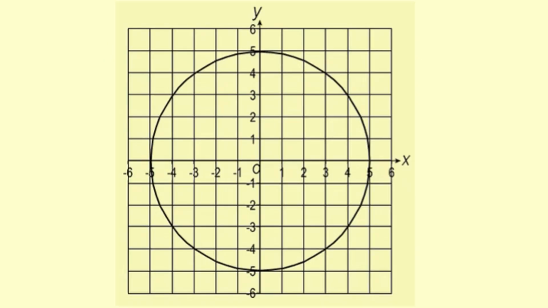Here we have a circle drawn and we want to work out the equation of the circle. Well, from what we've just seen, all circles have the equation of x squared plus y squared equals the radius squared. So all you need to do is to work out the radius. We'll look at the x and y axes and that will tell you what the radius is. It has a radius of 5.